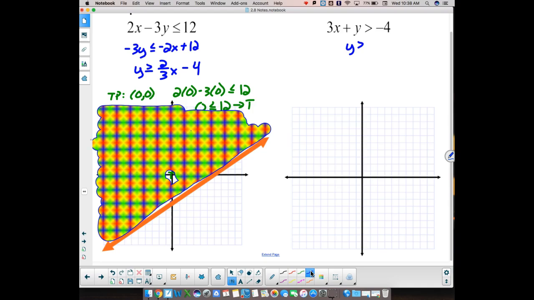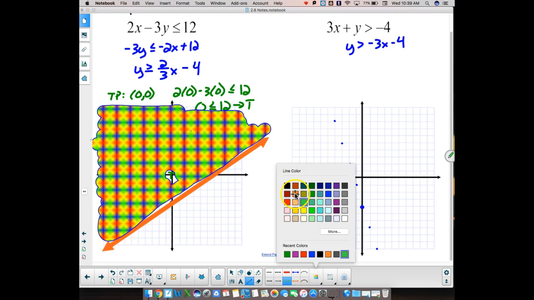y greater than -3x - 4. 1, 2, 3, and 4, and so on and so forth. So this one is not a solid line. This is a dashed line.